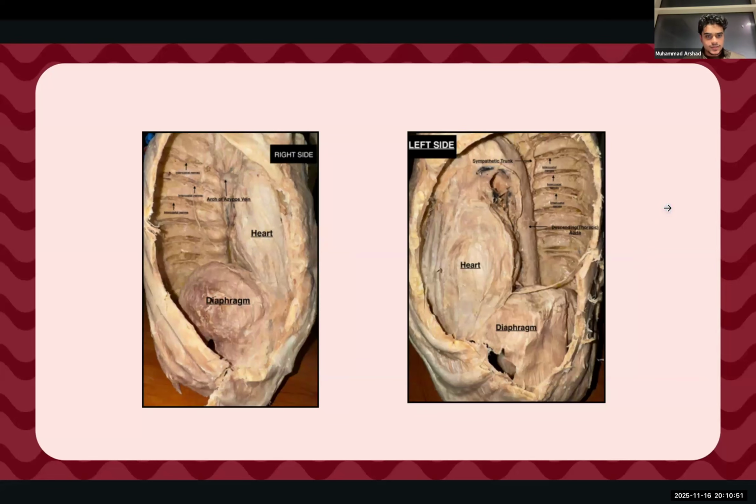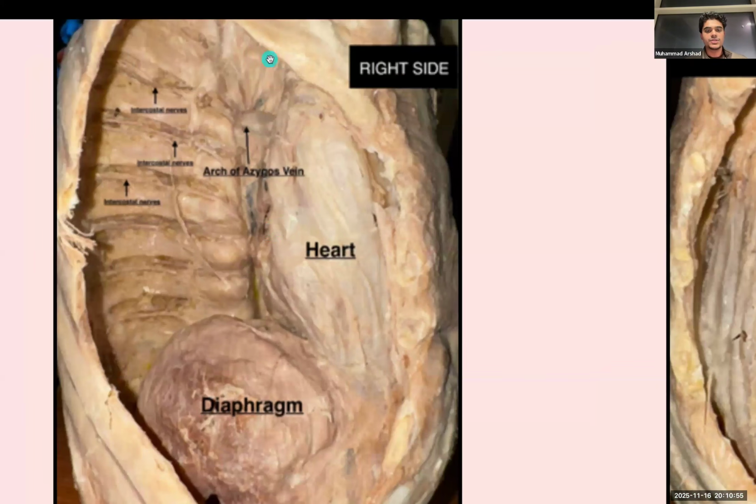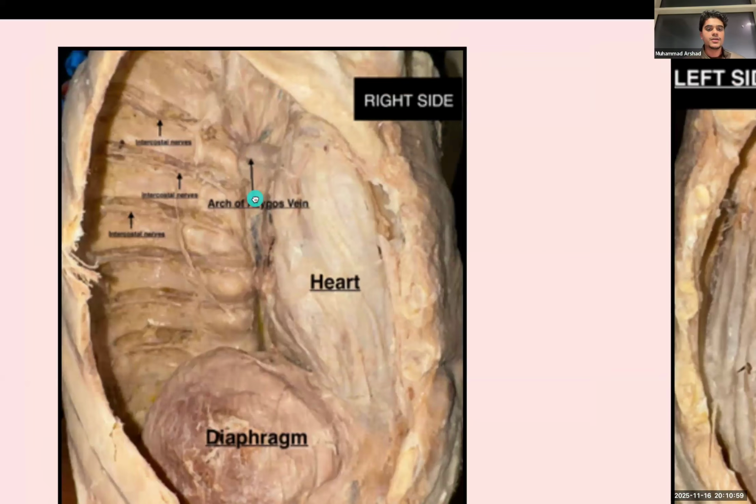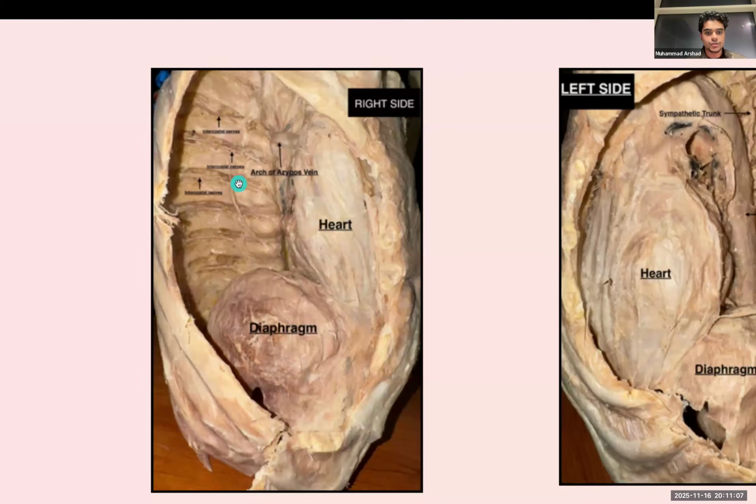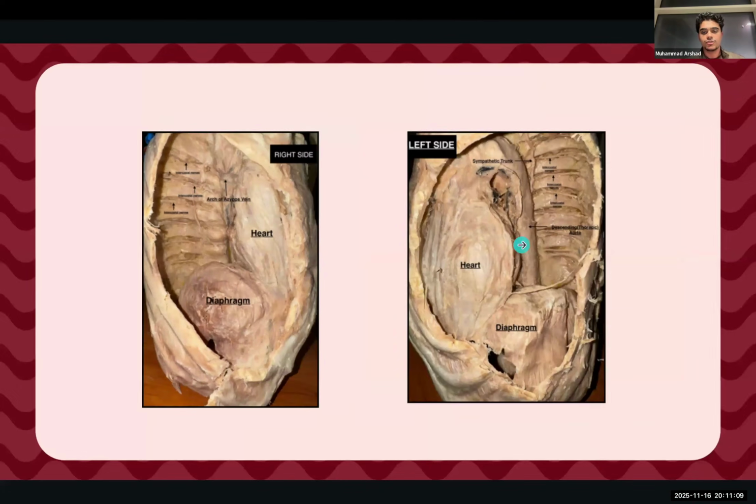Okay, this was included in your guys' lab guide. And I guess we're not looking at it from an oblique perspective, right? Because oblique is obviously at an angle. We're just looking at it directly from the right side. So from the right side, you guys can clearly see the arch of the azygous vein. This is the heart. This is the diaphragm. And these are just the intercostal nerves. Again, they're going to be linking up with the sympathetic trunk.